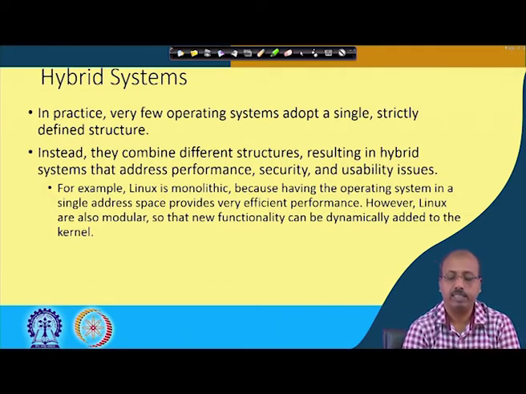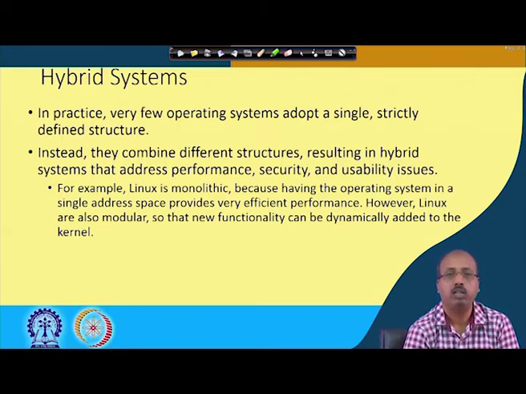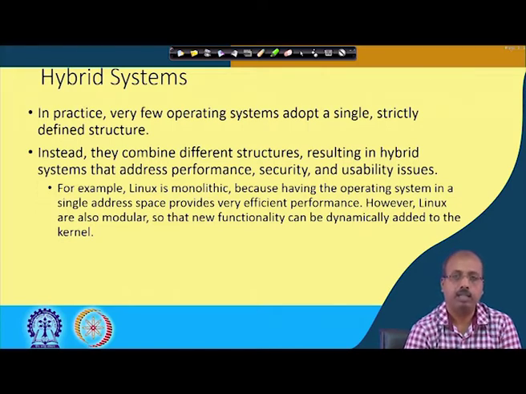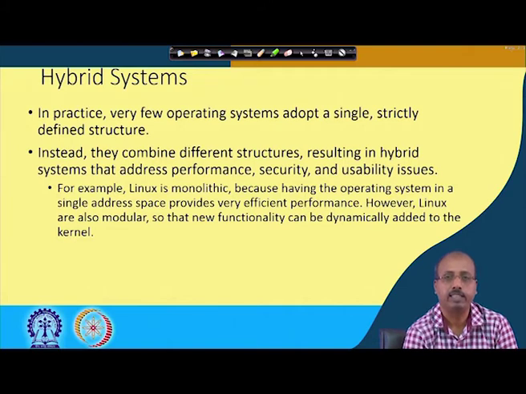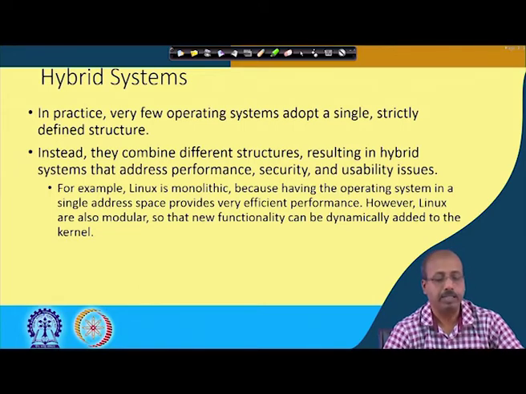For example, Linux is monolithic because having the operating system in a single address space provides very efficient performance. However, Linux is also modular, so that new functionality can be dynamically added to the kernel. You can have your own routines that act as a replacement for the standard Linux kernel routine, so it can be customized. At the same time Linux is monolithic because the entire operating system is a single piece put into a single address space. In this way you can find a mix of different design philosophies.